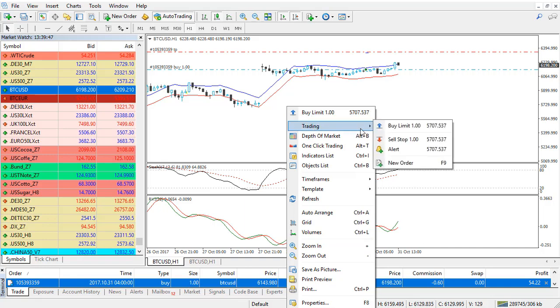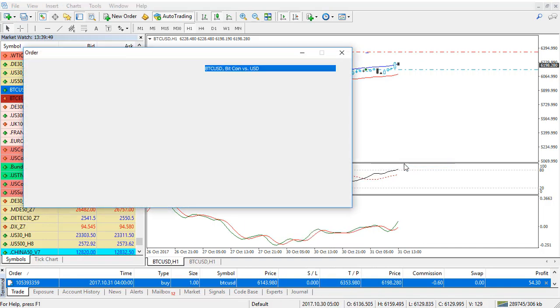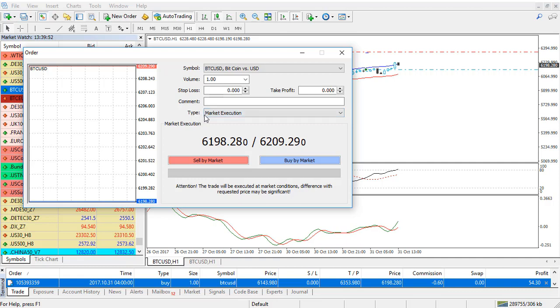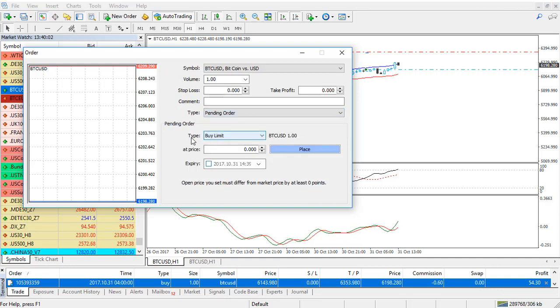and I will go to trading, new order. This is from where we are placing the order. Type is market execution or pending order. Market execution is if you want to execute the order at the moment, and for pending order you can choose now 4 different types: the buy limit, sell limit, buy stop, and sell stop. So basically in this strategy we're using the buy stop and the sell stop, and right now I will use the sell stop.